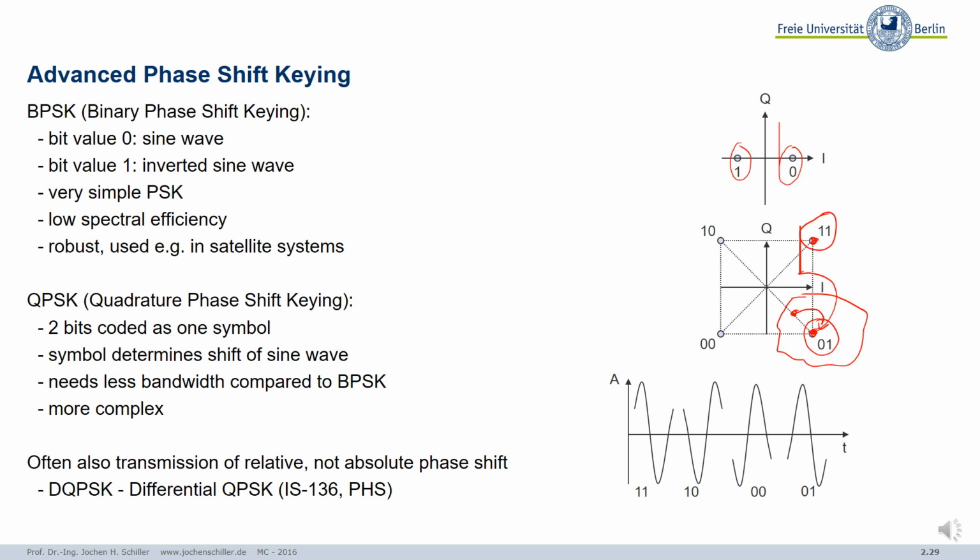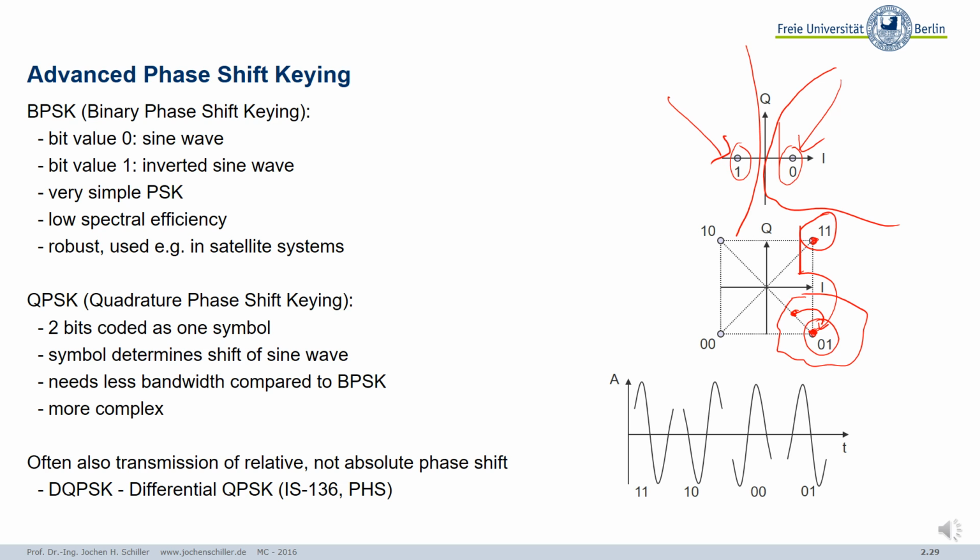So if you have only 2 points in the constellation diagram, the 0 and the 1, then no matter what you receive on this right-hand side, it will always be mapped onto the 0, and on the left-hand side, always mapped onto the 1. So it's more robust, but lower data rate. So that's one of the ideas. So QPSK, you code 2 bits in one symbol. It's a little bit more complex and not as robust, but you have double the data rate.